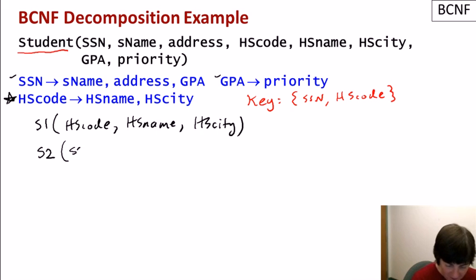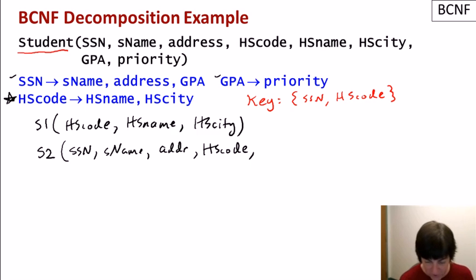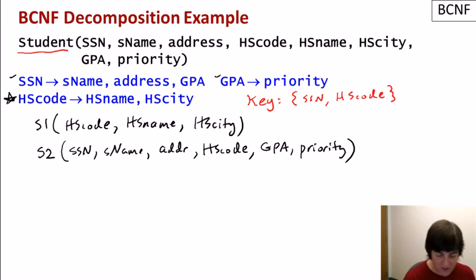And the second one is going to have all remaining attributes in the relation plus the left-hand side. So we'll have the Social Security number, the name, the address. We will have the high school code because it's on the left-hand side of the functional dependency we're using, but we won't have the name and city from the right-hand side, and we'll have the GPA and the priority.